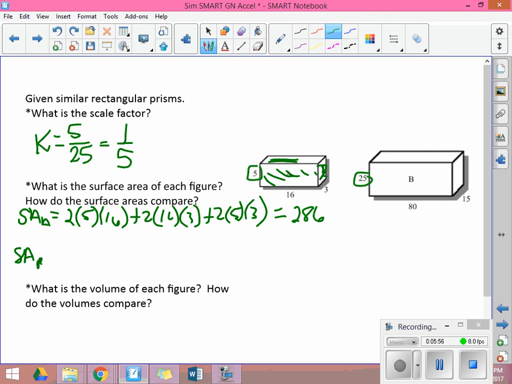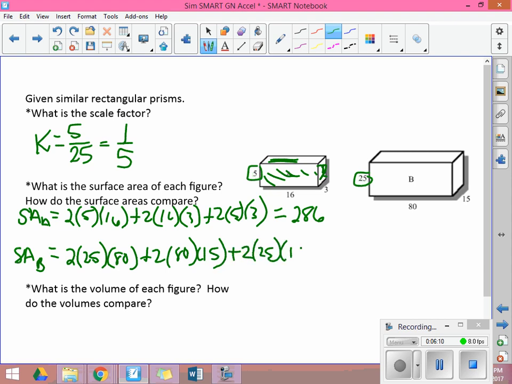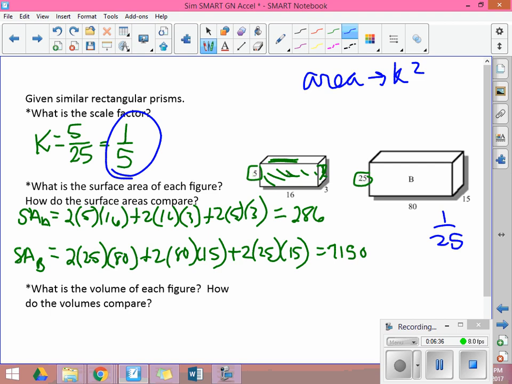If I find the surface area of B, that would be 2 times 25 times 80 plus 2 times 80 times 15 plus 2 times 25 times 15 to get all those different combinations. And when I multiply and add all of that, I end up with a surface area of 7150. From the last example, area should vary by a factor of K squared. So I should get 1 over 25. If I square this, I should get 1 over 25. So if you take 286 over 7150 and you reduce it with your calculator, you get 1 over 25.